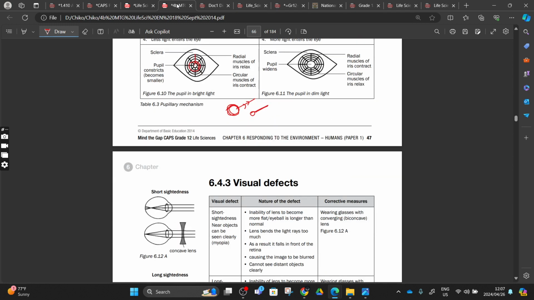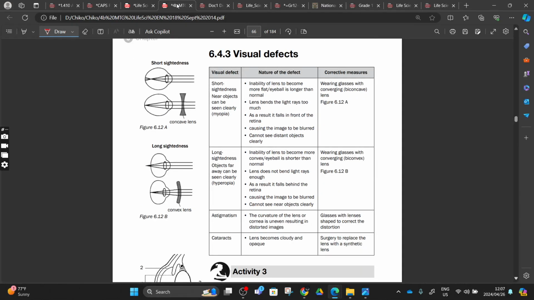We talked about this. And then yesterday we were dealing with visual defects. You'll agree with me that in these visual defects, we have the short-sighted, which is corrected by a concave lens, and we also have the long-sighted, which we correct with a convex lens, because convex, we talked about this yesterday, bends more light, same as with accommodation. Our lens is becoming more convex so that it will bend more light. And concave bends the light outwards, like that, right?